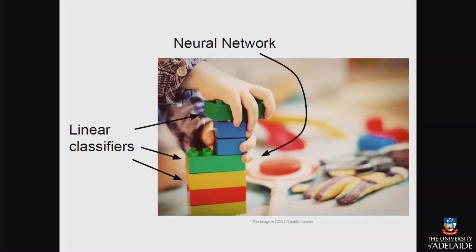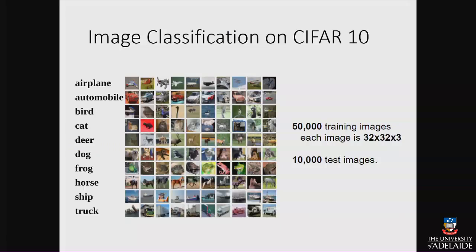As I mentioned, the neural network is a stack of linear classifiers. That means we need to know what a linear classifier is. Actually, I think I have introduced the linear classifier in our first lecture, which was about classification. But now let's have some recap.